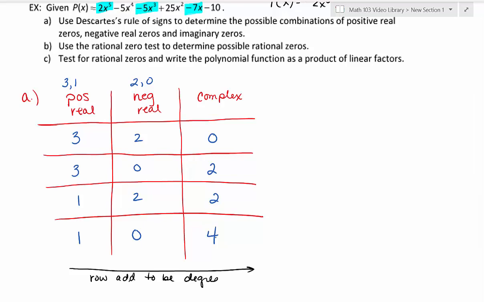Recall that your complex zeros come in pairs, so I always just double check and make sure that that last column is all even numbers. So what information can I gain from this chart? Once I get my list of possible rational zeros, what kind of numbers should I choose? Well, we want to avoid the column that has zeros in it. Notice that negative real has zeros in it. So once I get my list, I recommend we start by checking positive real zeros. All right, let's get our list of possible rational zeros.